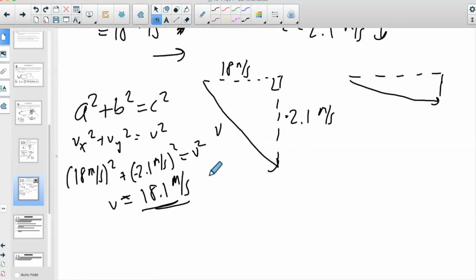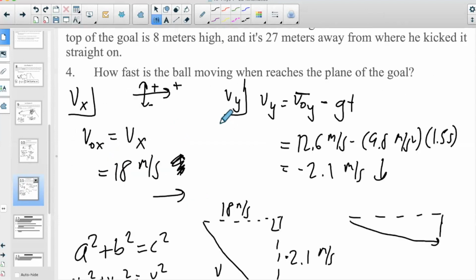But how fast is the ball moving when it reaches the plane of the goal? That is 18.1 meters per second. And that's all for this one.